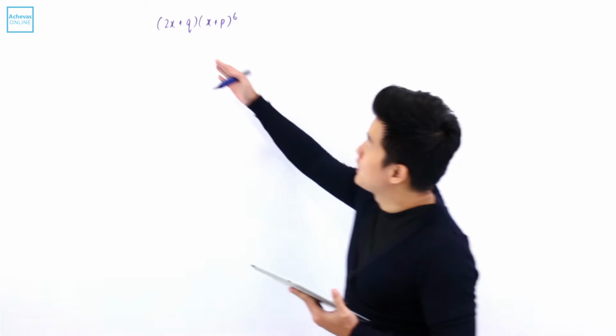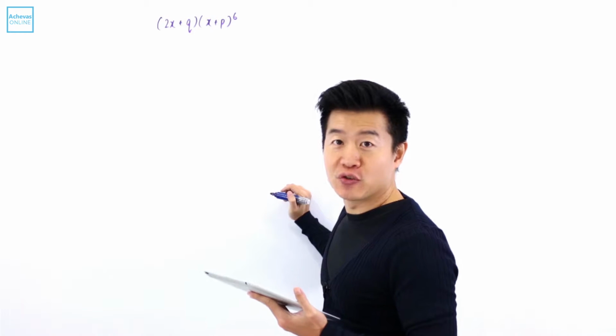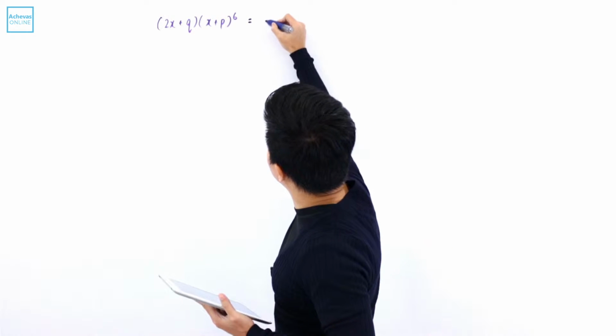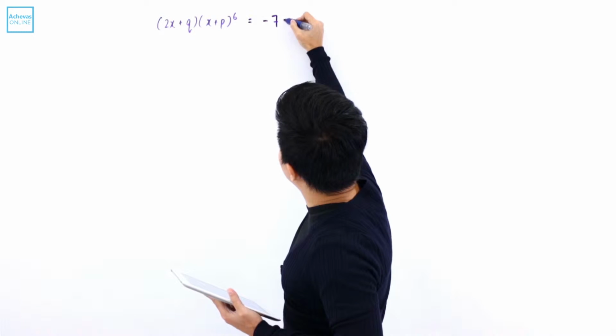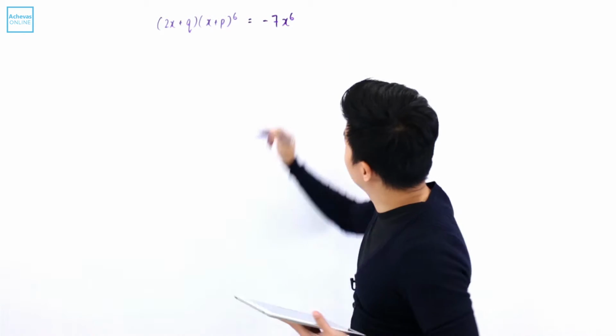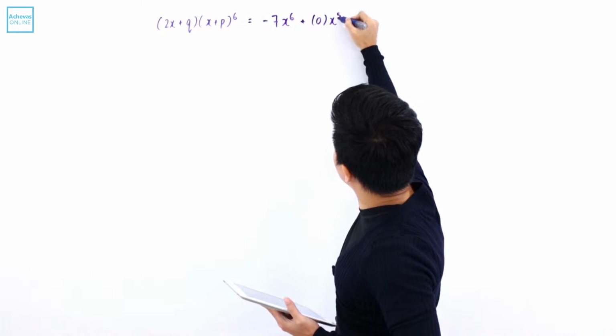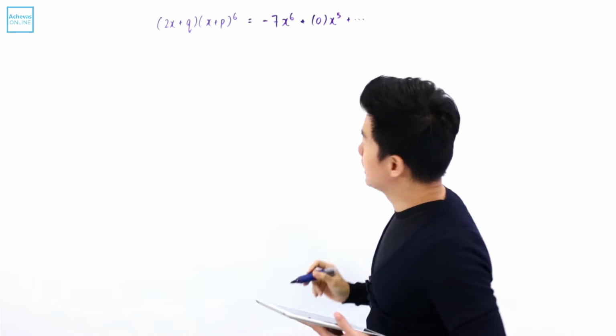According to the question, when we expand this, the x to the power of 6 term is going to have a coefficient of minus 7. So this is going to give me something like minus 7x to the power of 6. And there is no term in x to the power of 5, so it will be plus 0 multiplied by x to the power of 5 and so on.